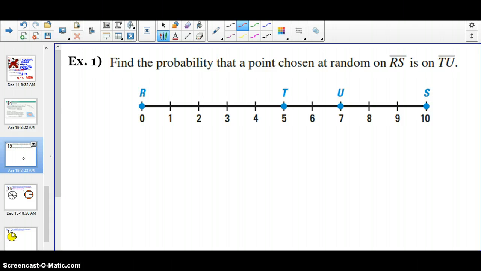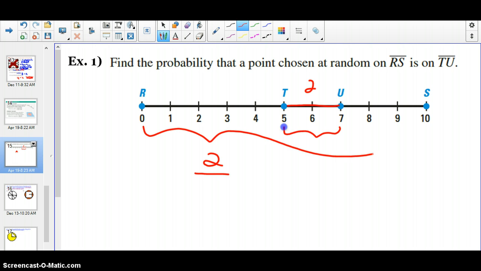We're going to find the probability that a point chosen at random on RS lies on TU. So there's TU right there. So let's just say randomly something falls on the number line, and it can just randomly fall anywhere. There are 2 units in which it could fall on the line TU. So there are 2 possibilities, and we want to figure out how many total possibilities there are, and there are 10 total units, which turns out to be 1/5.